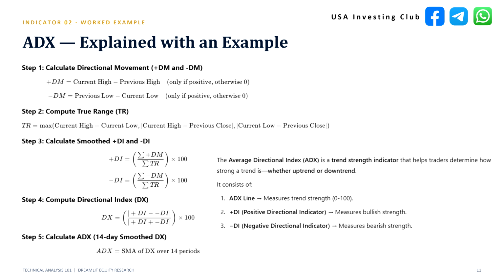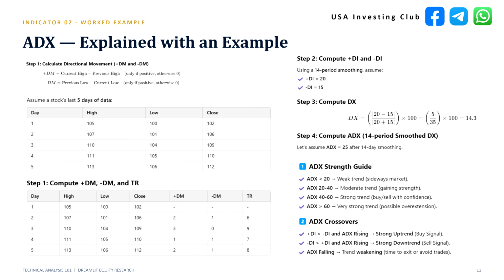With those two building blocks in hand, we're ready for the next step, turning raw DM and TR into the DI, DX, and ADX readings themselves. Continuing from the DM and true range figures we just built. Step 3. Compute smooth positive DI and negative DI using 14-period smoothing. For this illustration, we'll assume positive DI equals 20 and negative DI equals 15.